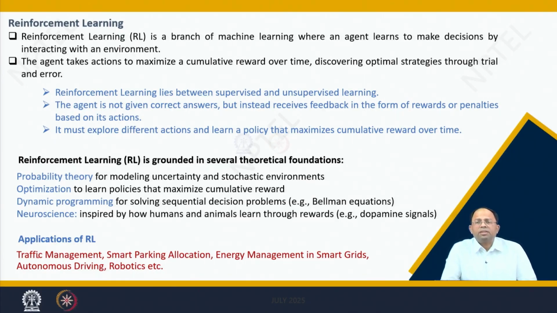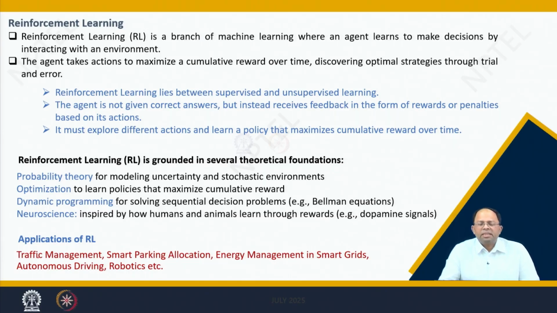And again, the reward is not only for the current action, it is also for all the subsequent actions and the changes in the environment that result because of those particular actions. So the rewards add up till the final goal is reached. So the agent must explore different actions and learn a policy that maximizes cumulative reward over time.